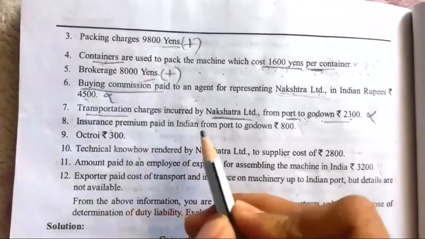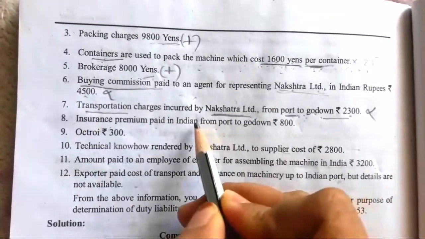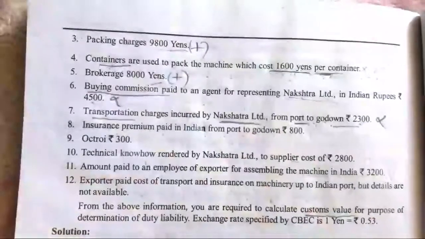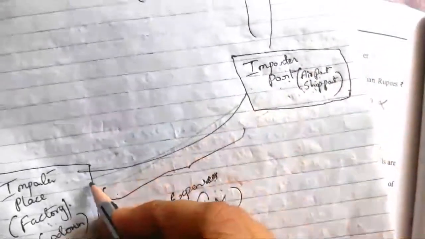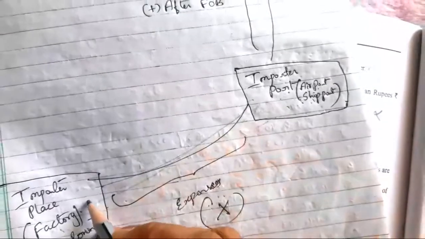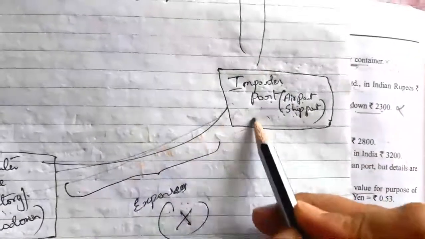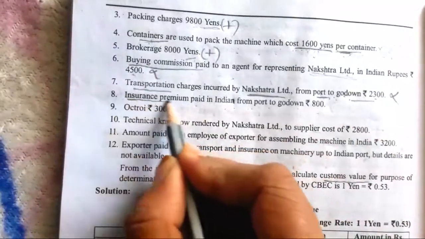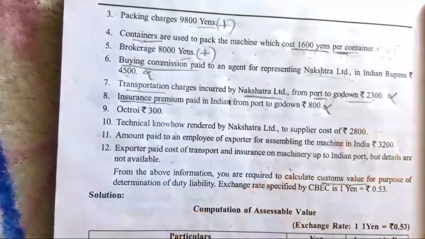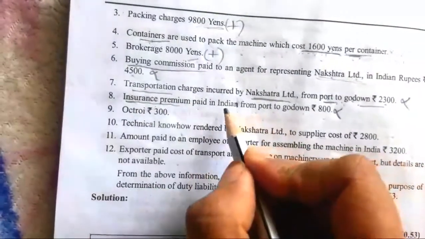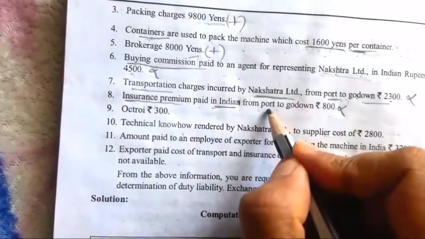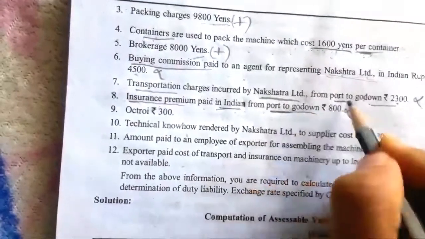Then insurance premium paid in India from port to godown. See here, insurance is also taken for this transportation. For this transportation from port to godown, insurance premium is paid in India. So this insurance premium paid after import, from port to godown, should also not be taken for computing the assessable value. These expenses are incurred in India, paid in India, and it is from port to godown. Port to godown we should not take.